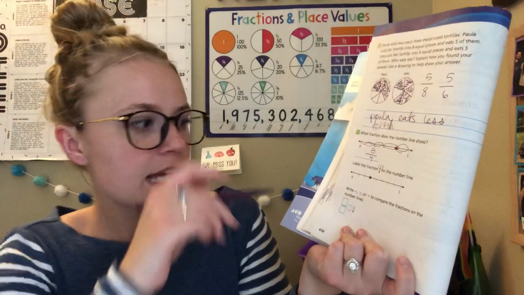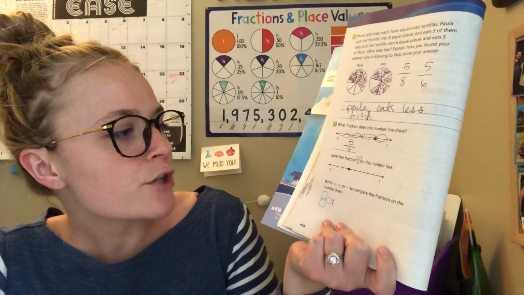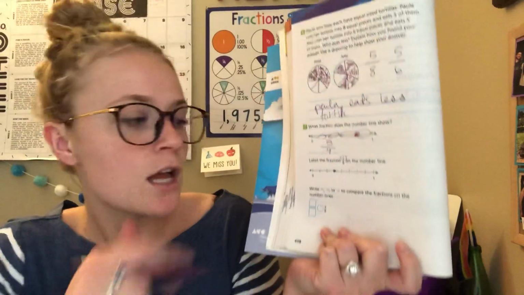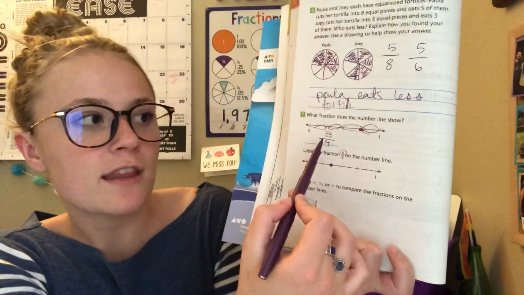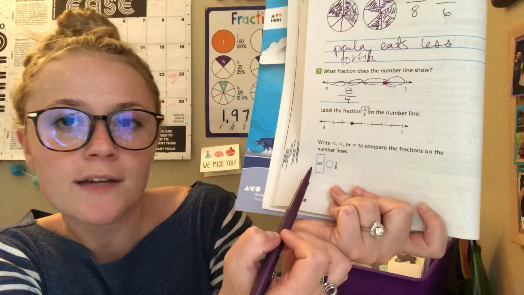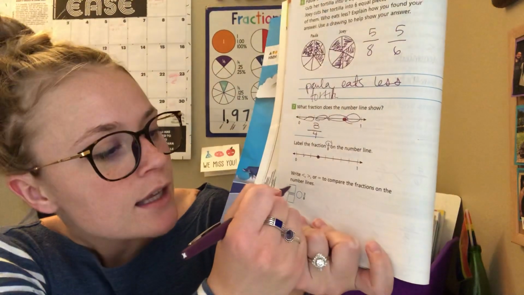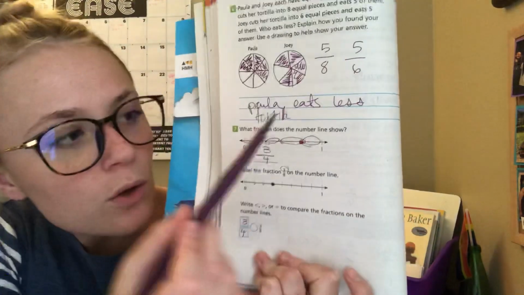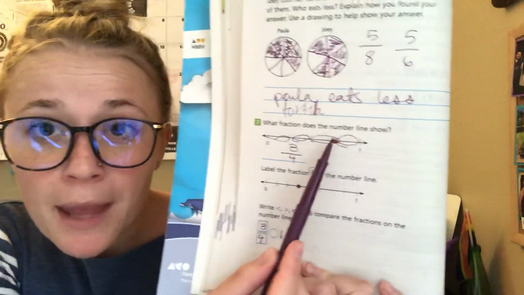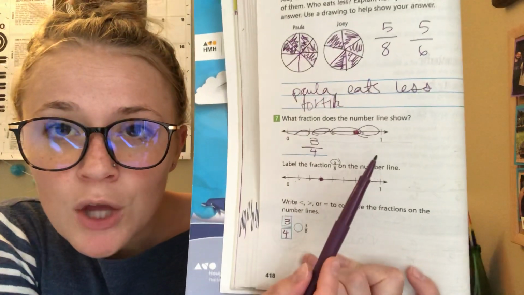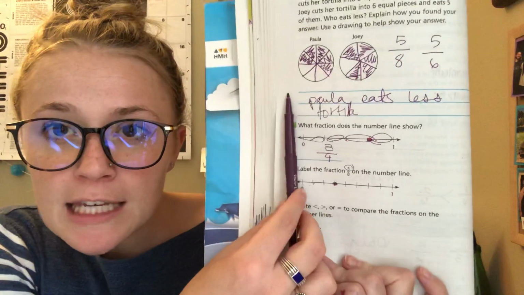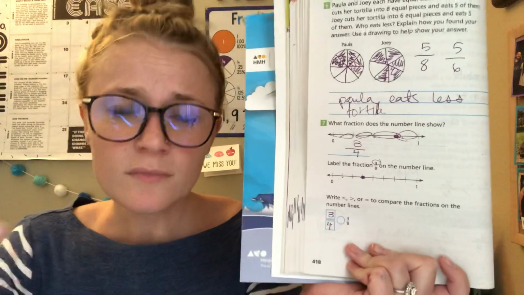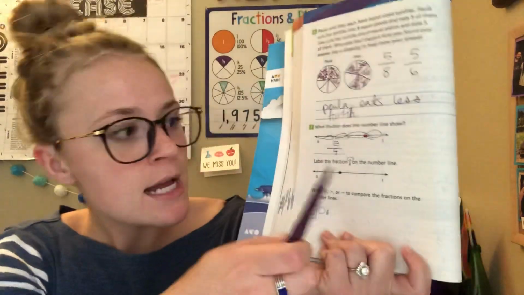And then finally it says write less than, greater than, or equal to compare the fractions on the number lines. So what was the fraction that we found on the first number line? We have to fill in the blanks. That fraction was 3/4. So looking at our number line and comparing where the dots are, which one is further? You can see that the number lines are exactly the same length as each other. And so we can trust our model.